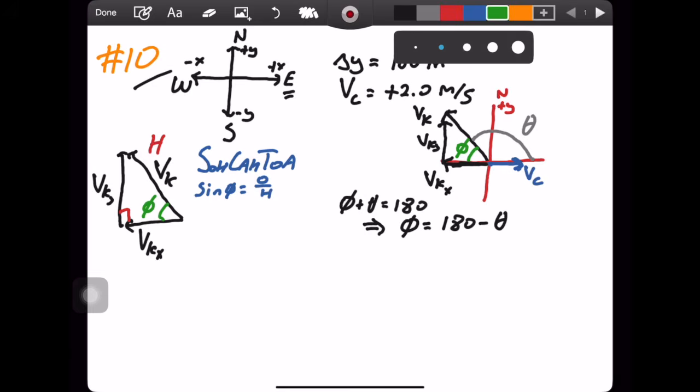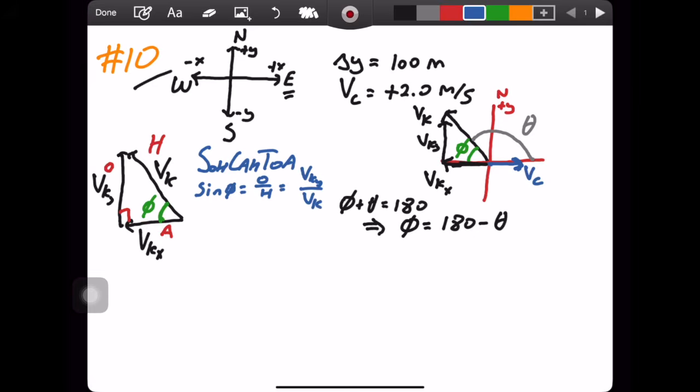If you have an angle of interest, you want to go directly opposite that angle, which happens to be right here. So the y component is opposite, and that leaves the adjacent component right here. Now that I've defined what those are, you see how I have sine phi equals opposite over hypotenuse? Well, that's equal to v_k,y divided by v_k. And so I can multiply both sides by v_k, and I get v_k sine phi equals the y component.